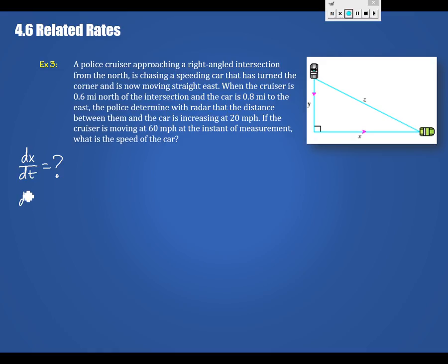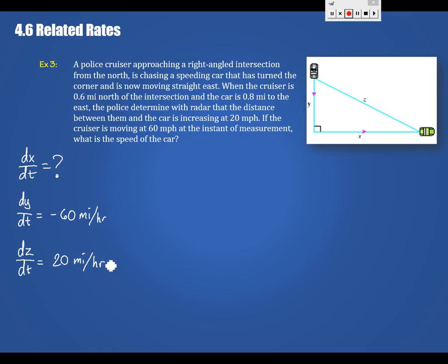What is dy dt? Is that given? 60. Except, do you see that we might want to consider that to be negative, because that side length is decreasing? I think it is, right? Decreasing to me means the negative derivative. Z, do we know anything about z? dz dt, what is that? 20 miles per hour, positive.